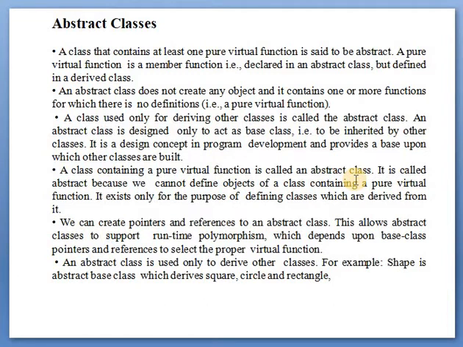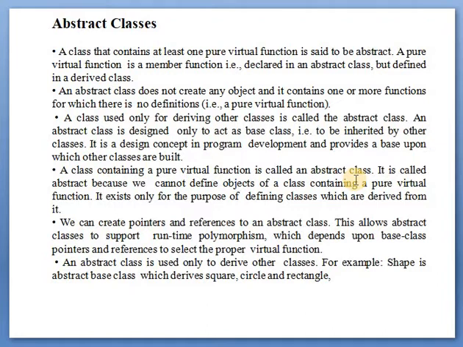So what is an abstract class? A class that contains at least one pure virtual function is said to be abstract. So first of all, what does a pure virtual function mean? A pure virtual function is a member function declared in an abstract class but defined in a derived class.